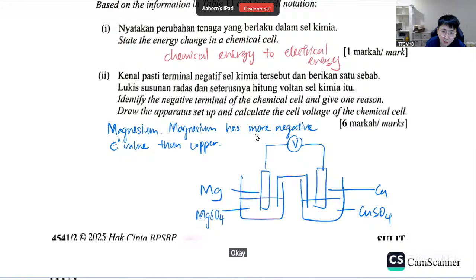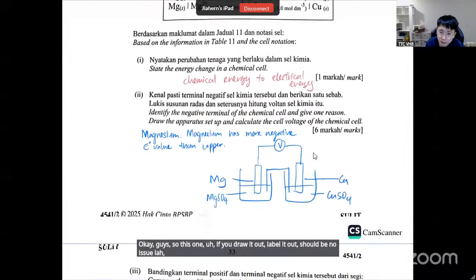Okay, more electron, because technically the term more electronegative is not correct right here. The word is more negative E naught then. Cannot say more electron negative. Must say more negative E naught then. Okay, guys. So this one, if you draw it out, label it out, should be no issue. So this one, everything settled.